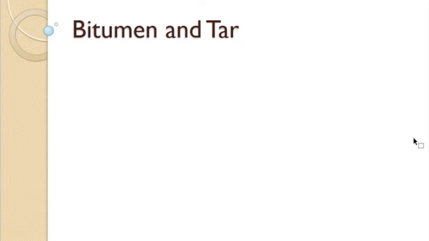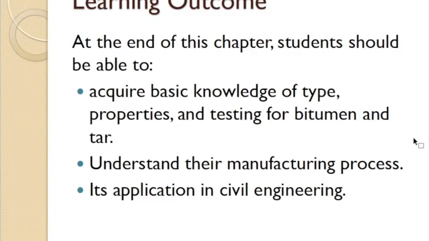So as for today, we are going to go through another chapter for this subject, which is bitumen and tar. This is another type of civil engineering material that we are going to learn. First, the learning outcomes. At the end of this chapter, you should be able to acquire the basic knowledge of types, properties, and testing for bitumen and tar, then understand their manufacturing process and also its application in civil engineering.